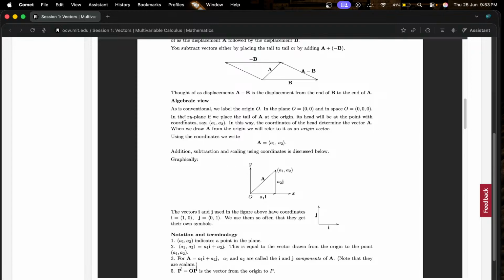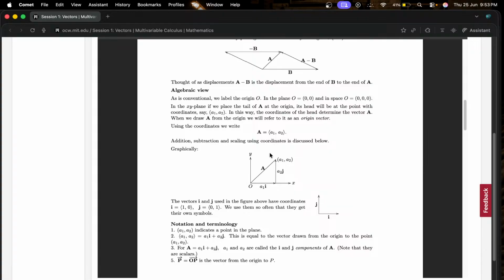Let's read this once. So this is a figure. O is the origin. We constructed a, so its head is in an upwards direction, which is in the xy direction, a1 and a2. In this way, the coordinates of the head determine the vector a. When we draw a from the origin, we will refer to it as an origin vector using coordinates. Addition, subtraction, and scaling using coordinates is discussed below. So graphically it's like this.